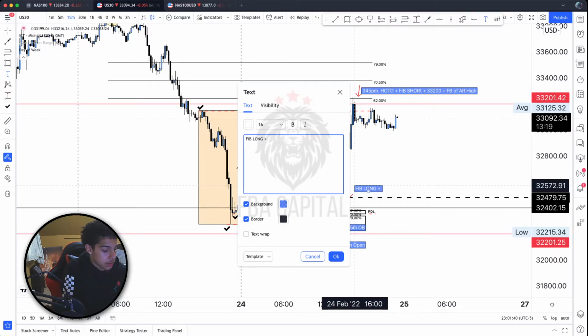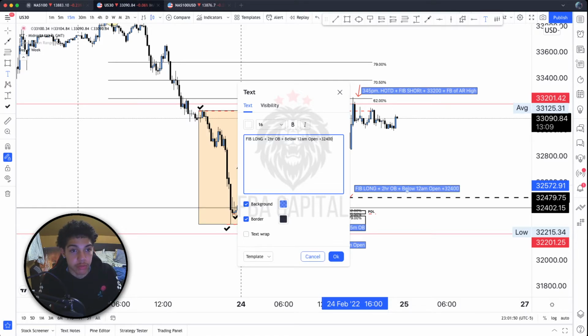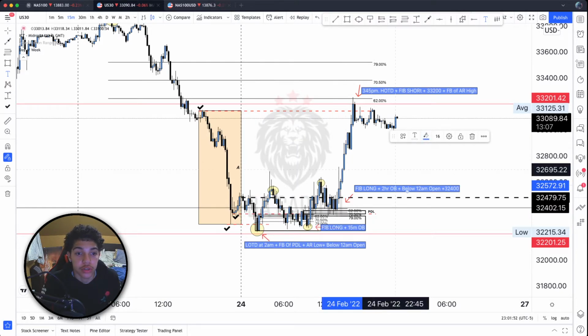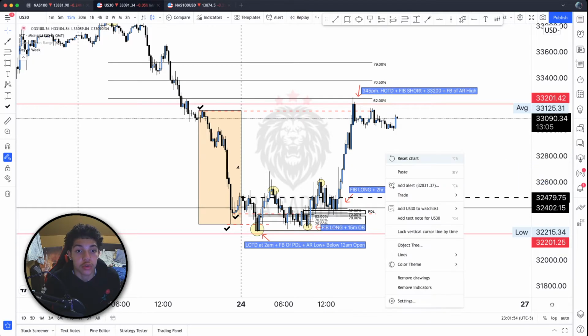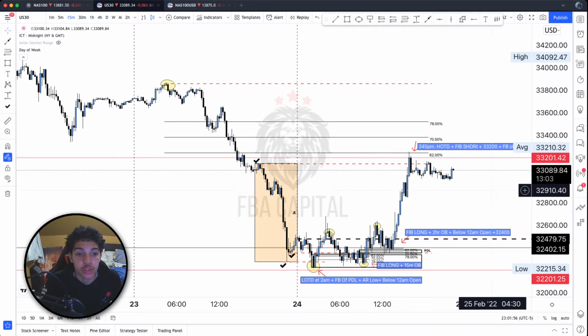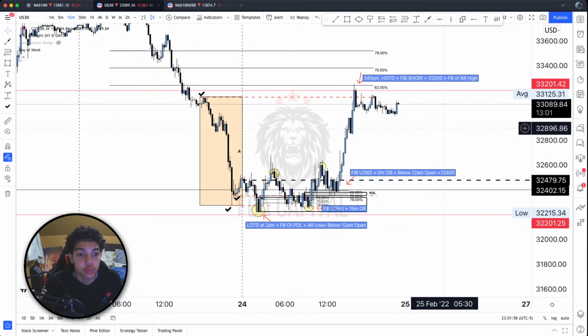plus we had a 2 hour order block, plus we're still below the 12 a.m. open. So this is a lot of reason to believe that price was overall going to keep rejecting. And then we also had that 32,400 level right there also. So overall, today was a bullish London continuation move where you could have gotten two potential trades.